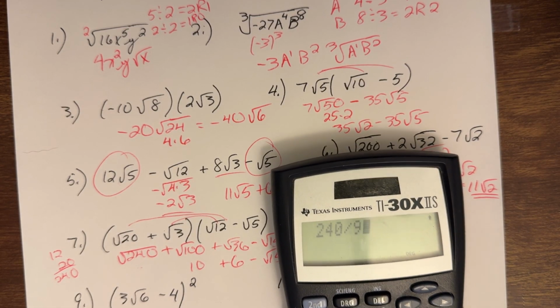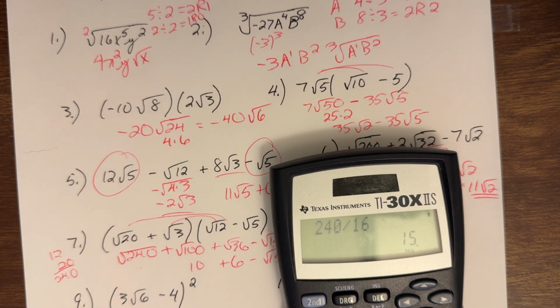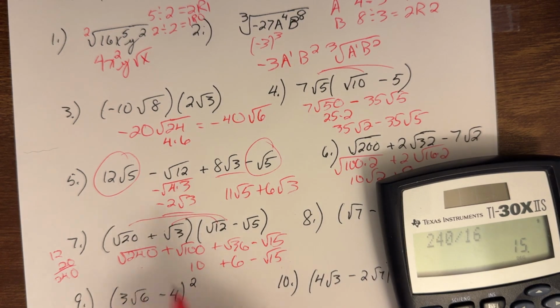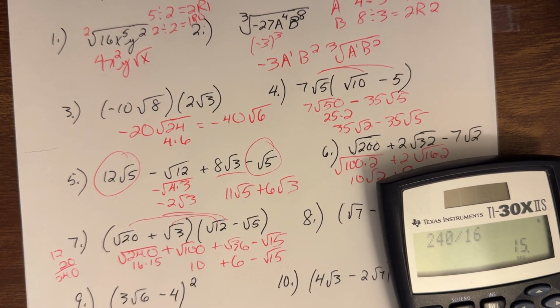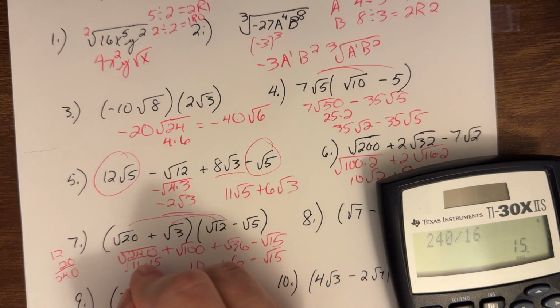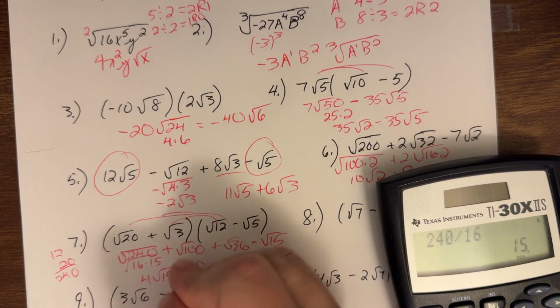Does 9 go in? No, it does not. Does 16 go into it? It does. So instead of doing 4 times 60, think of it as 16 times 15. Square root of 16 is 4. So I got a 4 radical 15 here.